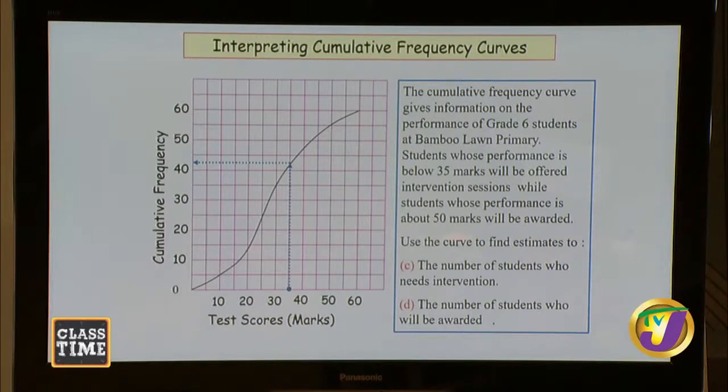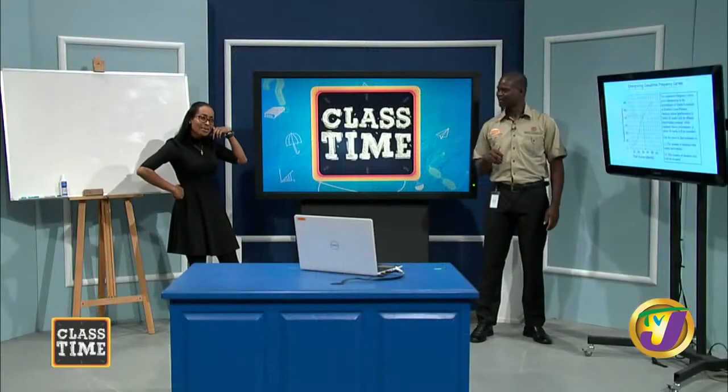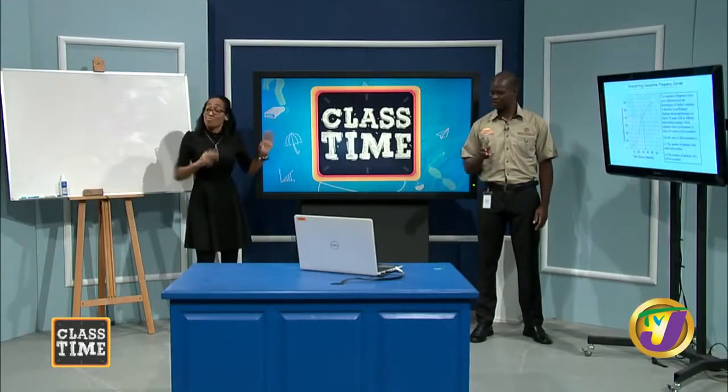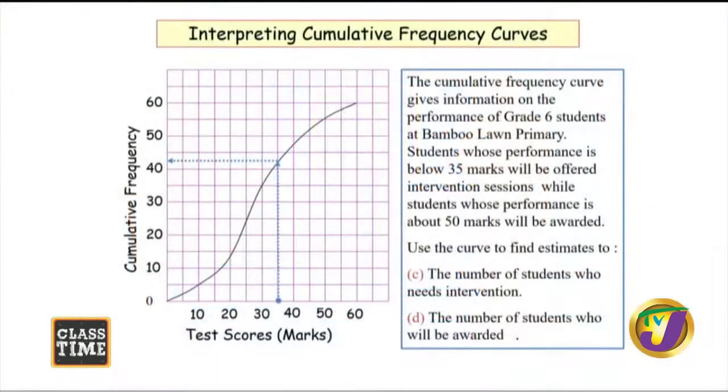42.5. All right, but hold on. You can't have half a person. So it can't be 42.5. I don't think you want to be that girl to be 0.5. No, I can't be half a girl. So that means it would be somewhere around 42 or 43. All right. So approximately 42 or 43 students would need intervention.